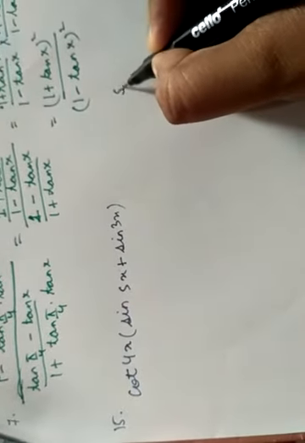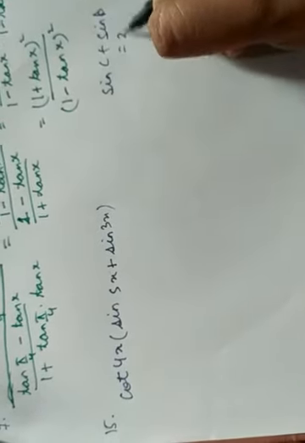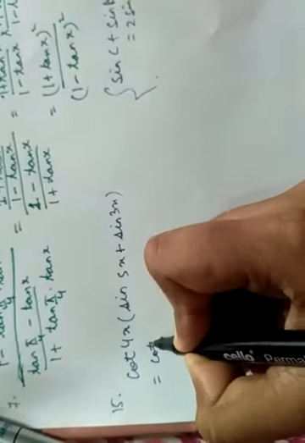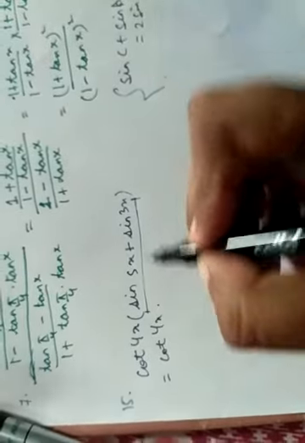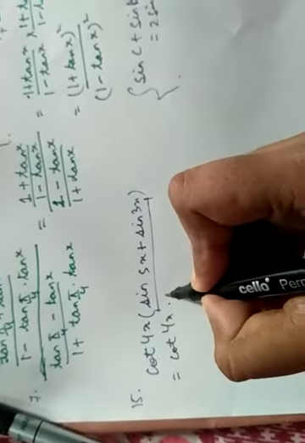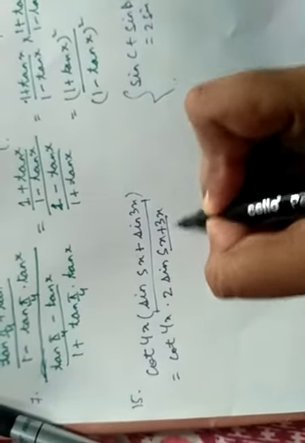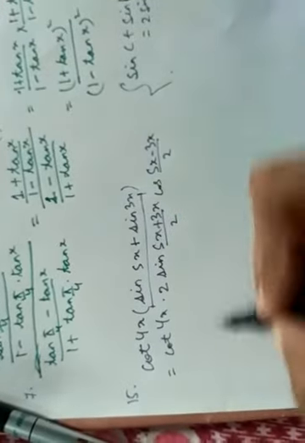Which formula we are going to use? Sine c + sine d is equal to 2 sine of (c + d)/2 into cos of (c - d)/2. So this is the formula that we are going to use to solve this. It will be cot 4x into, we will solve this, and on solving we will have 2 sine of (5x + 3x)/2 and cos of (5x - 3x)/2.